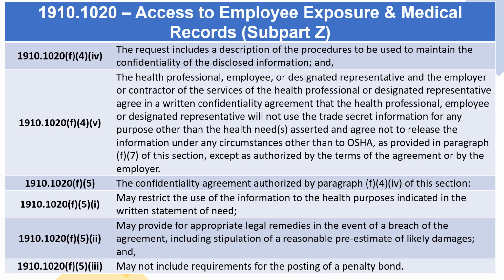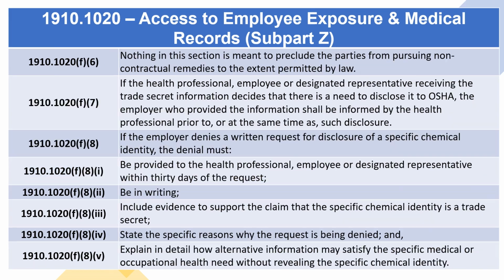1910.1020 F5, the confidentiality agreement authorized by paragraph F4-4 of this section. 1910.1020 F5-1 through 1910.1020 F5-3, may restrict the use of the information to the health purposes indicated in the written statement of need, may provide for appropriate legal remedies in the event of a breach of the agreement, including stipulation of a reasonable pre-estimate of likely damages, and may not include requirements for the posting of a penalty bond. 1910.1020 F6, nothing in this section is meant to preclude the parties from pursuing non-contractual remedies to the extent permitted by law.